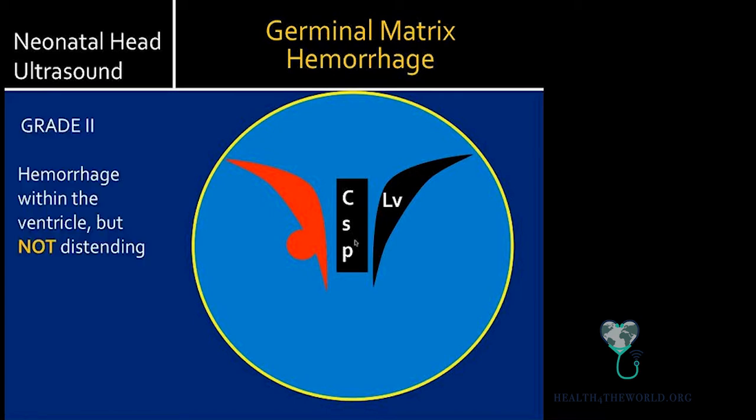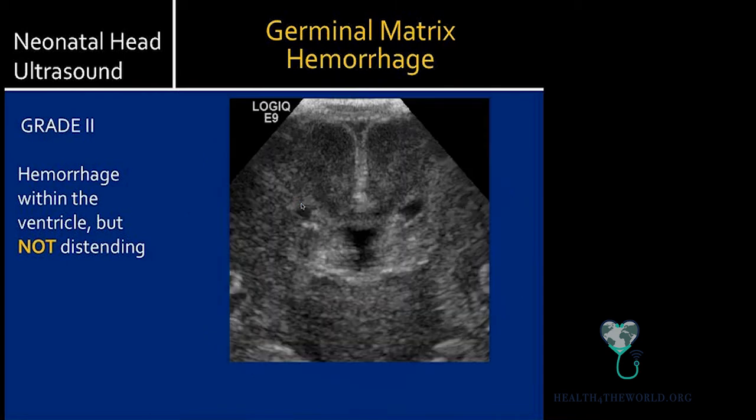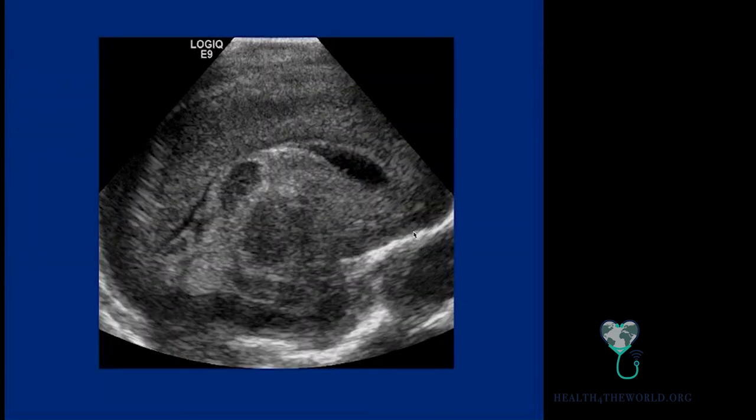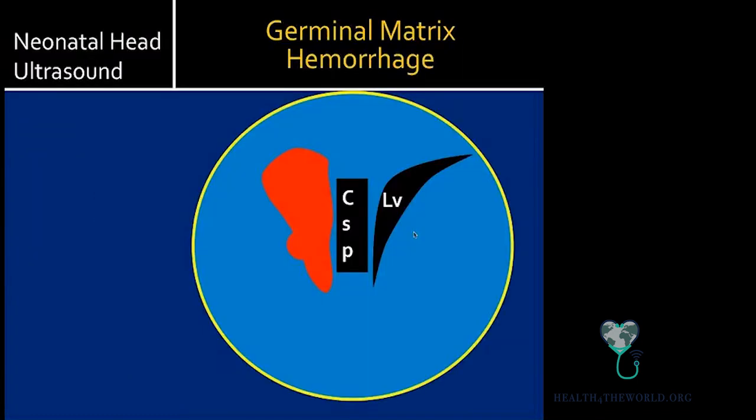A grade 2 is a step above that. In grade 2, we see hemorrhage inside the actual lateral ventricles. The lateral ventricles aren't distended; both right and left ventricles are the same size. There's no dilation. We see this blood within the ventricles, and we call this a grade 2. Hemorrhage in the ventricle, inside the lateral ventricles, but the ventricles aren't distended. Here it is. Then that is the grade 3.